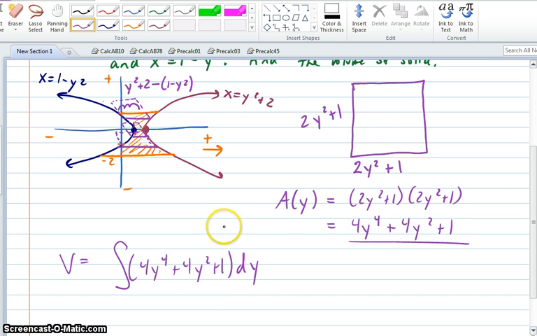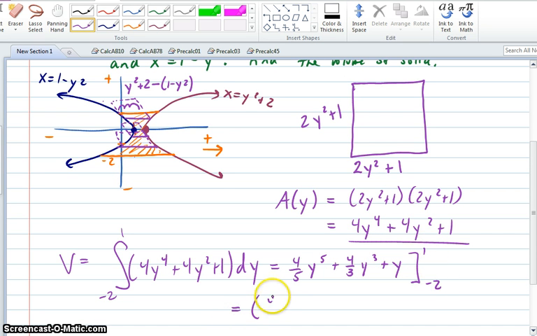Now because we're all with y's, our limits are going to be y values, so we started at -2 below and moved up to 1, so -2 to 1 are our upper and lower limits. So now let's take the antiderivative with respect to y, so this will be 4/5 y to the 5th plus 4/3 y cubed plus y, and we're going to evaluate that from -2 to 1.